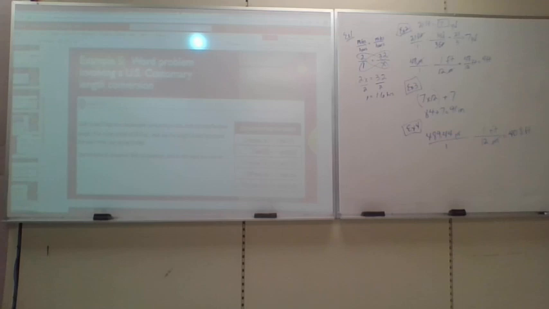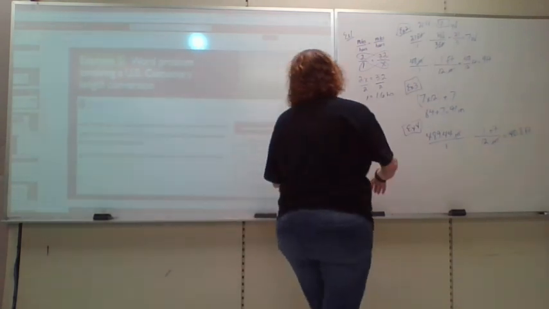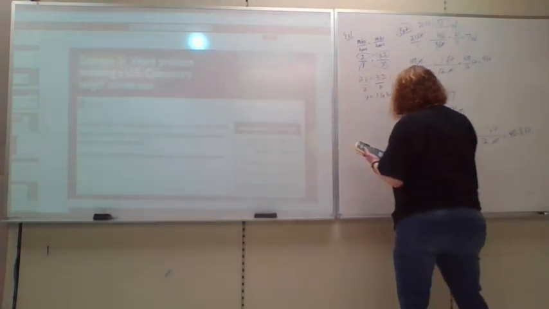Okay, let's go to example 5. Word problem involving the U.S. customary length conversion. So Keith cycled 8 laps on the bicycle path surrounding a lake. Each lap was the same length. If he cycled a total of 26.4 miles, what was the length of each lap? And you had to put it in feet. So the first thing I would do, since you guys already got this down, I'm going to go ahead and erase this, okay?